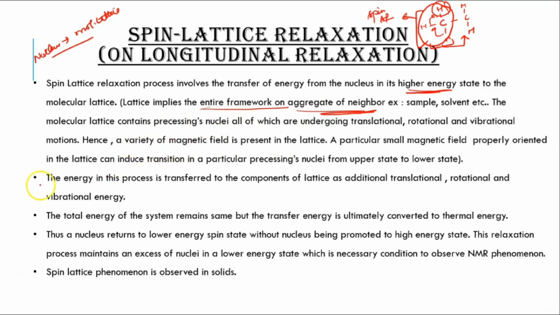So lattice implies the entire framework of an aggregate of neighbors. Example: sample, solvent. एक सैंपल आपका जिस सॉल्वेंट की प्रेजेंस में आपने लिया है उसकी सॉल्वेंट के फ्रेमवर्क पे सैंपल का जो है एनर्जी ट्रांसफर हो सकती है सॉल्वेंट में. ठीक है. That is what they are trying to imply. So the molecular lattice contains processing nuclei, all of which are undergoing translational, rotational, vibrational motions. So hence a variety of magnetic fields is present in the lattice. So that is one thing.